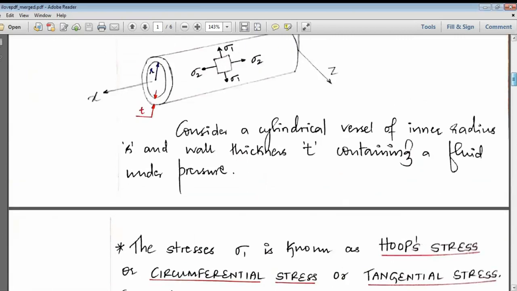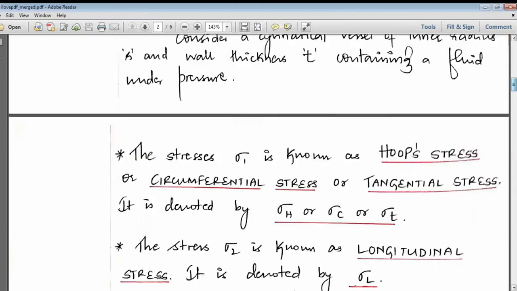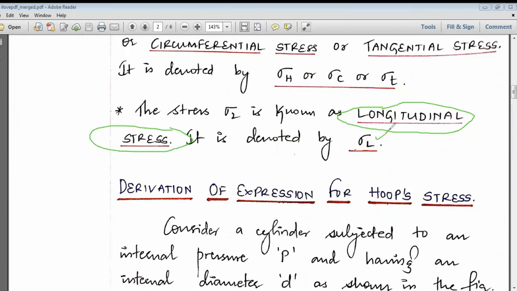So that is sigma 1, which is called hoop stress or circumferential stress or tangential stress. Next we'll go to sigma 2, and let us check what sigma 2 is and what name is given to it. Sigma 2 is known as longitudinal stress, and it is denoted by sigma with subscript L. L stands for longitudinal.